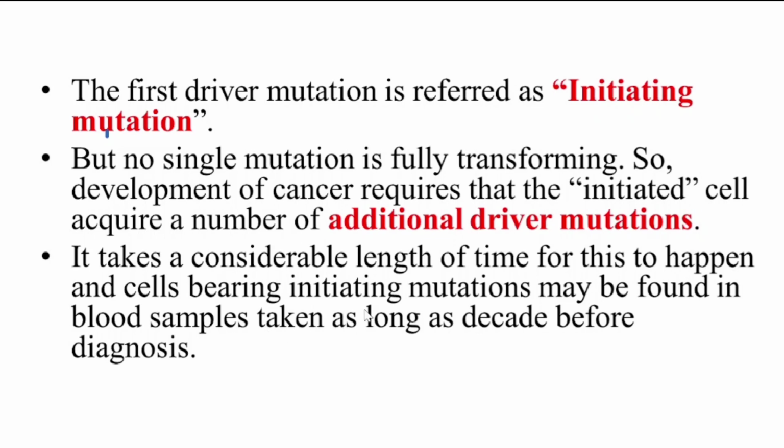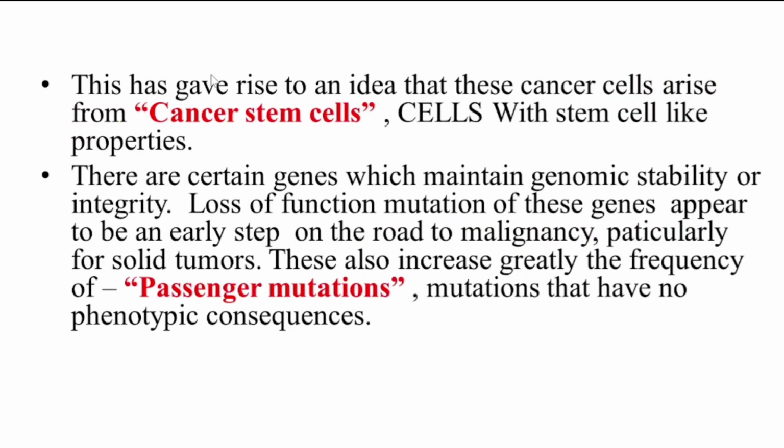Cells bearing initiating mutations may be found in blood samples taken as long as a decade before the diagnosis. So this gave rise to the idea that these cancer cells arise from cancer stem cells, cells with stem cell-like properties, as they are capable of self-renewal and have a long latency period.